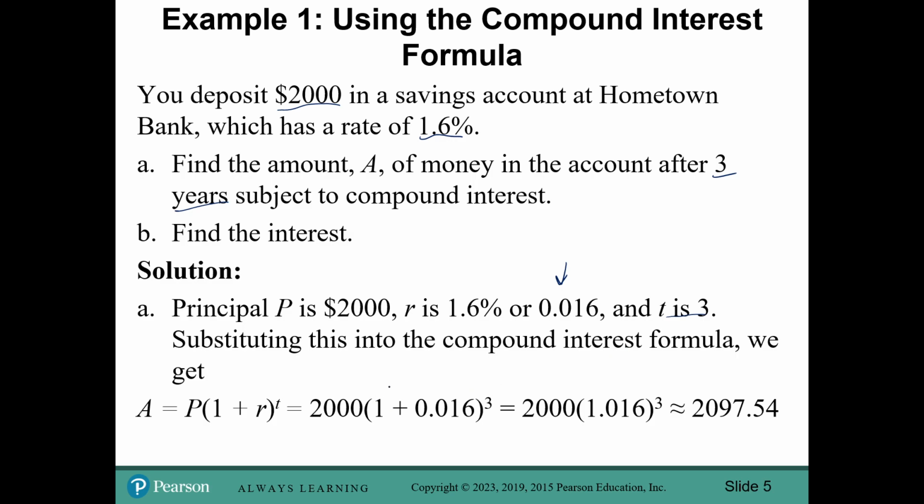Okay, substituting this into the compound interest formula, we get A equals P times (1 plus R) raised to the T. We said P was 2,000. Then we have 1 plus R, which is our rate, 0.016, all raised to the third power because it's been 3 years. So we calculate that out. We get 2,000 times 1.016 raised to the third power, or approximately $2,097.54. Okay, so that's how much we have after 3 years.